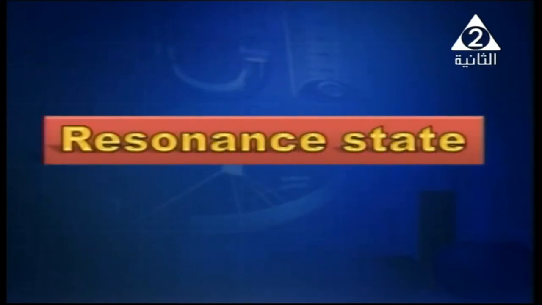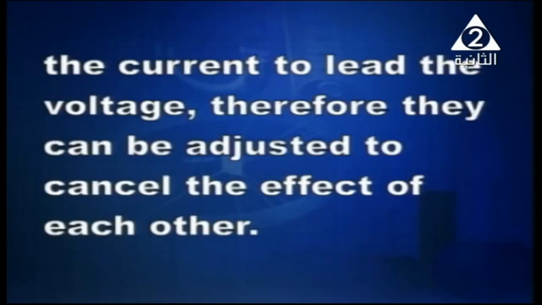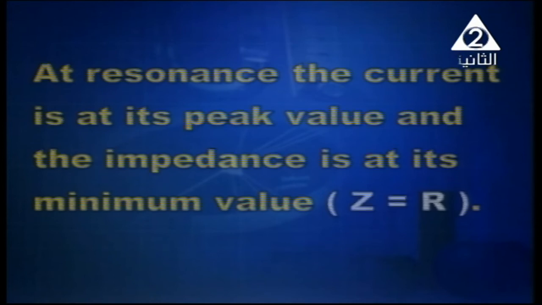And now talking about something very important, the resonance state. What about this state? Since the inductance causes the current to lag behind the voltage, and the capacitance causes the current to lead the voltage, they can be adjusted to cancel the effect of each other. At resonance, the current is at its peak, its maximum value, and the impedance is at its minimum value. Impedance is then equal to just the ohmic resistance.